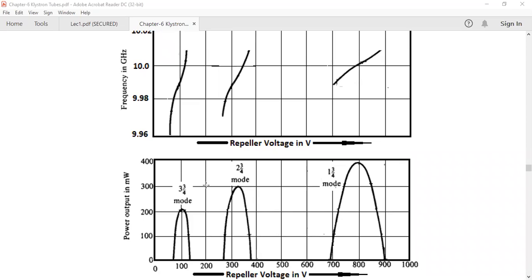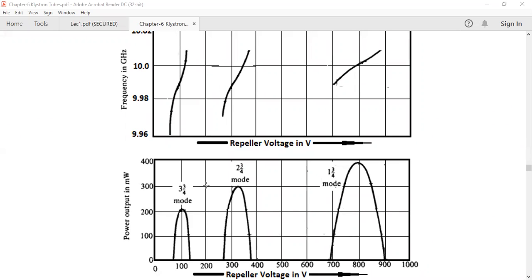So here the first mode is the major one, the dominant mode, you can say. The minimum mode to form the electron bunches is the 1 3/4 mode. So here power is also more. The next mode, the power is somewhat less compared to the first one. The third mode is somewhat less, and the fourth mode, maybe it will decrease. So the bandwidth is also more in the first mode, the dominant mode, right?